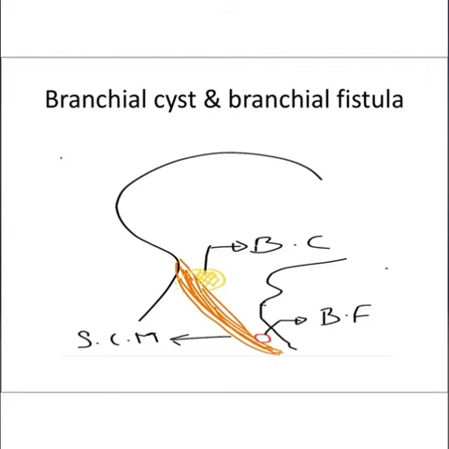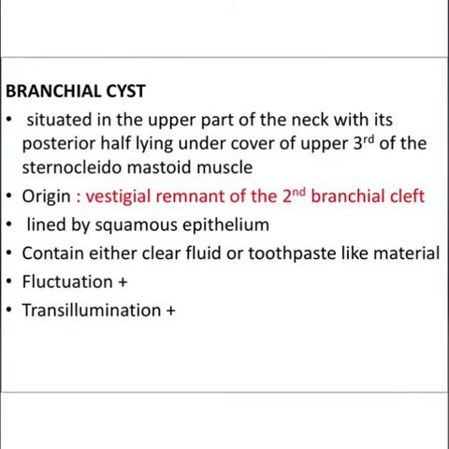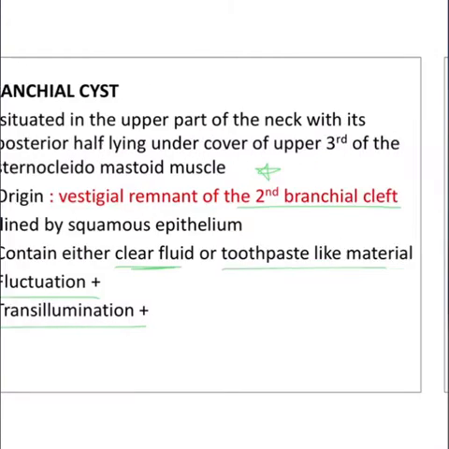Branchial cyst and branchial fistula. It is situated in the upper part of the neck with its posterior half lying under cover of the upper third of the sternocleidomastoid muscle. It arises from the vestigial remnant of the second branchial cleft. This is an important question, you need to remember it. It is lined by squamous epithelium and contains either clear fluid or toothpaste-like material. When clear fluid is present, fluctuation and transillumination will be there, same as cystic hygroma.